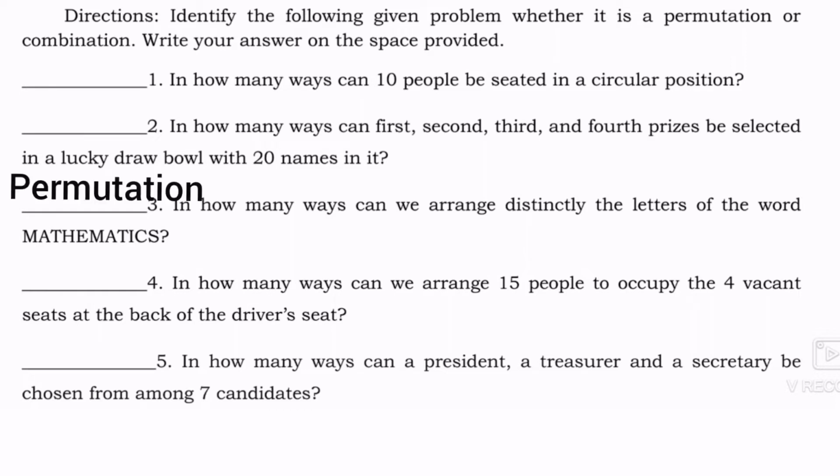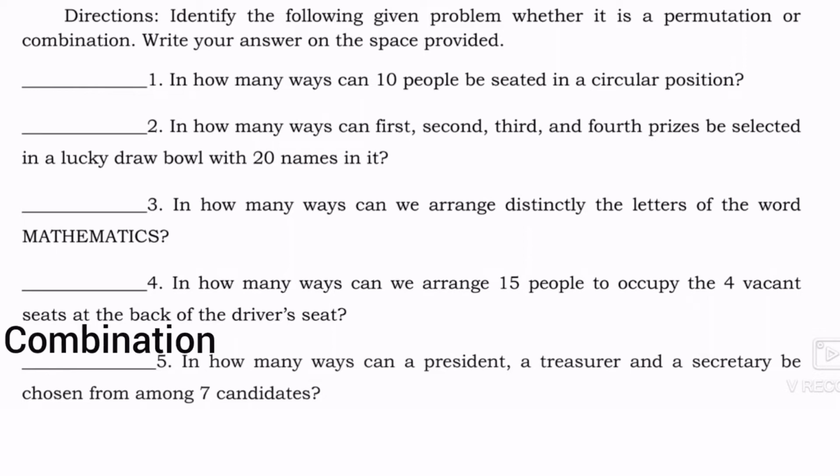The answer is permutation. Number 4, in how many ways can we arrange 15 people to occupy the 4 vacant seats at the back of the driver's seat? The answer is permutation. Number 5, in how many ways can a president, a treasurer, and a secretary be chosen from among 7 candidates? The answer is combination.